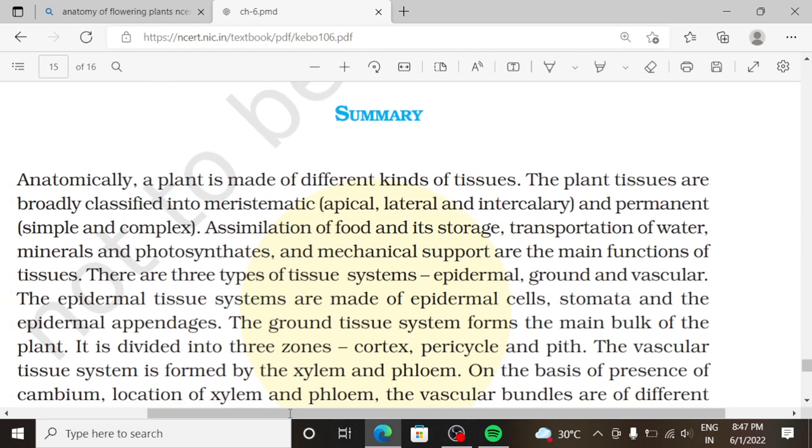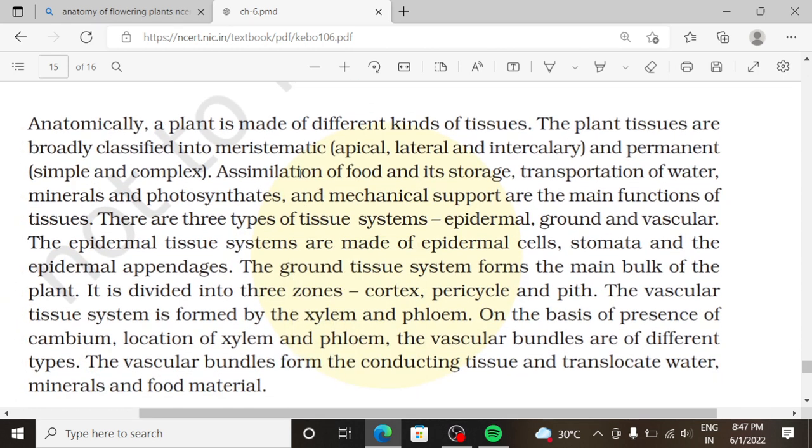Okay, so anatomically, a plant is made up of different kinds of tissues. The plant tissues are broadly classified into meristematic, which is again classified into apical, lateral and intercalary, and permanent. Permanent is again categorized into simple and complex tissue. Assimilation of food and its storage, transportation of water, minerals, photosynthesis and mechanical support are the main functions of the tissues. There are three types of tissue systems, that is epidermal, ground and vascular.